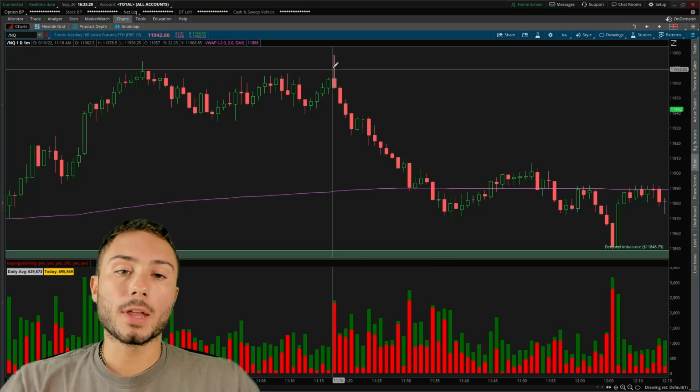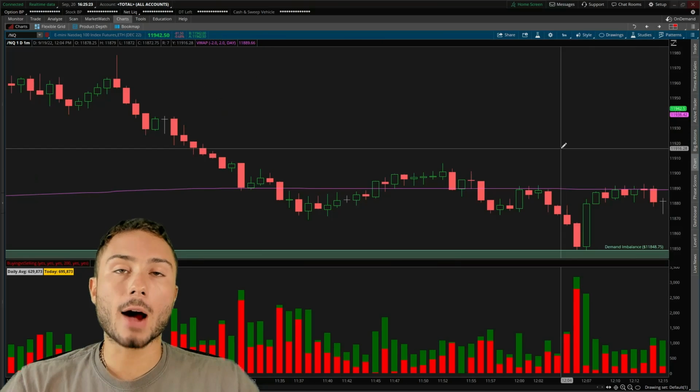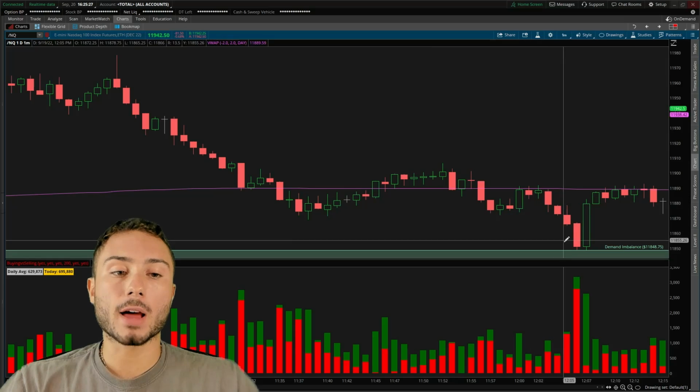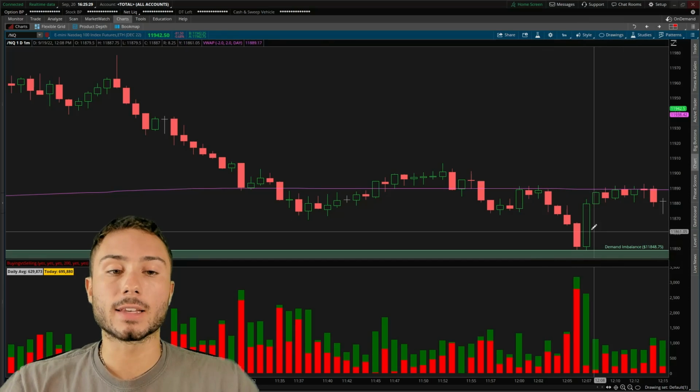So in this example, the NASDAQ begins to sell off. We have our area of interest, which is our demand zone, and we see a large amount of volume as the market comes into this demand zone.